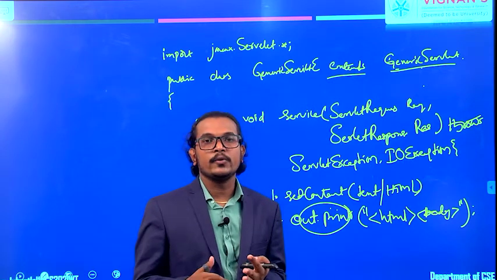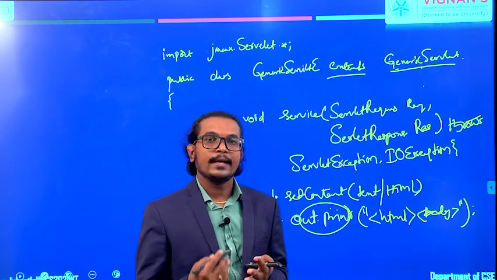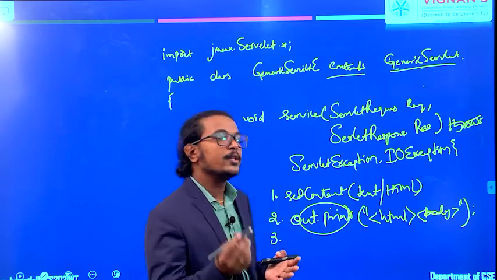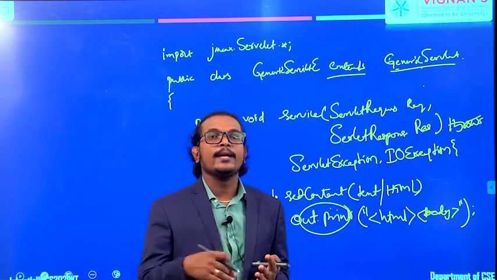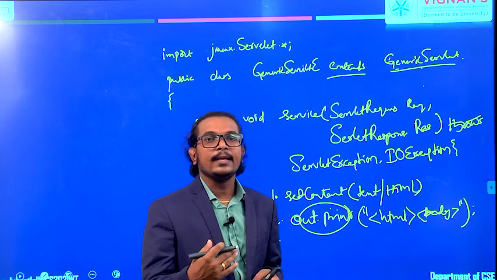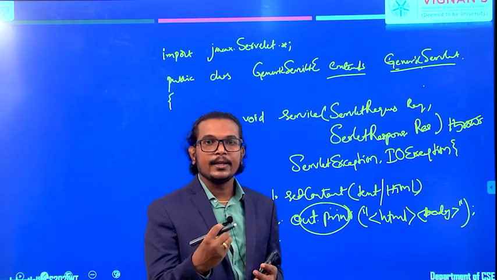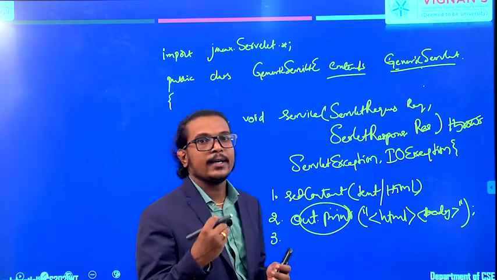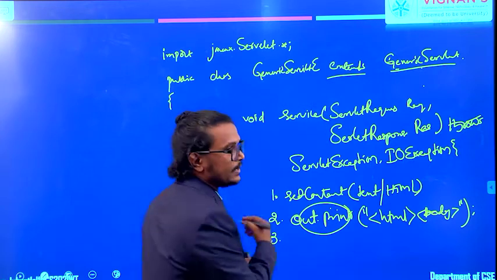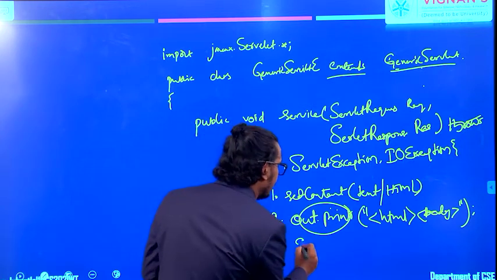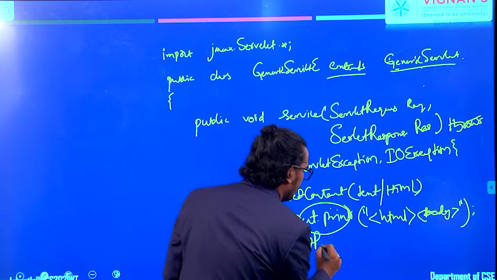Okay, for that what are we using here? We are using the get parameter. With the help of this particular get parameter, we are displaying that particular content information to the requested client.